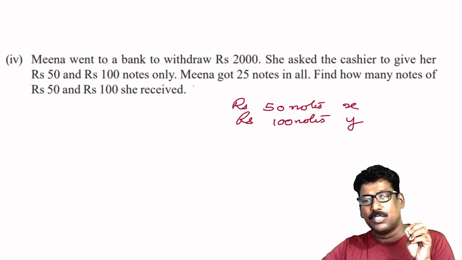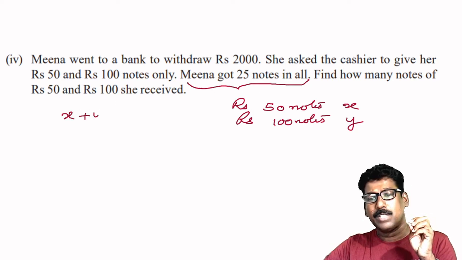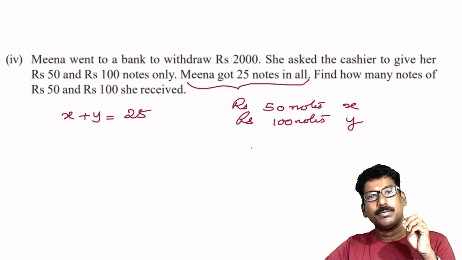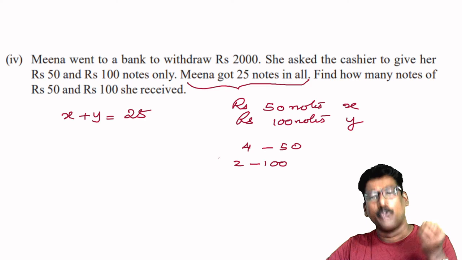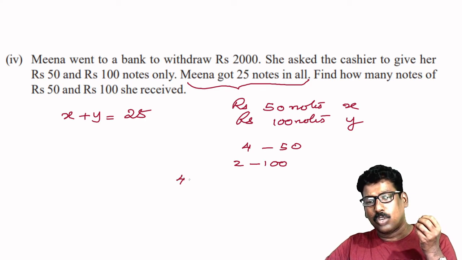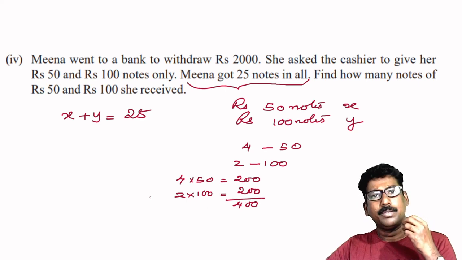The first condition is very simple. Meena got 25 notes in all. That means x plus y is equal to 25. Now, if you have 4 50 rupee notes and 2 100 rupee notes, how much money in total do you have? 4 50 rupee notes means 4 into 50, that is 200. 2 100 rupee notes means 2 into 100, that is again 200. So in total you will have 400 rupees.